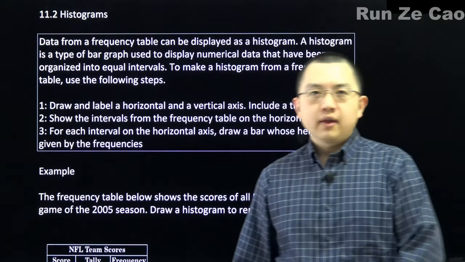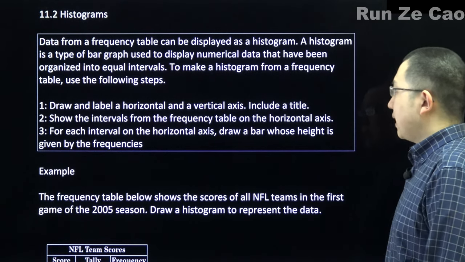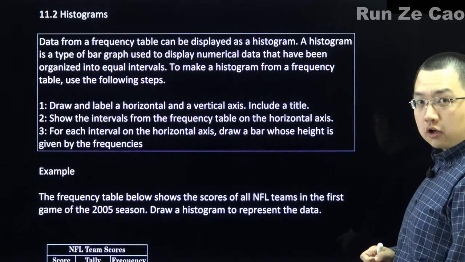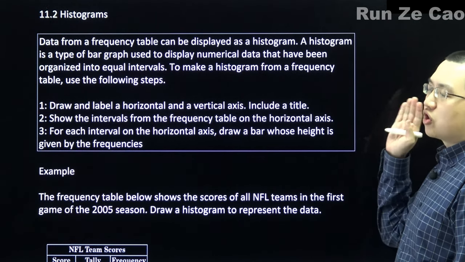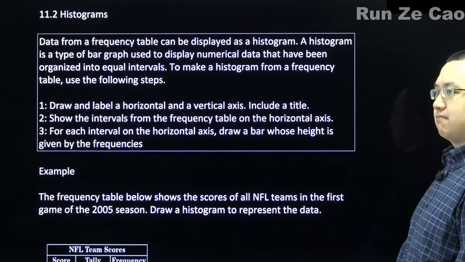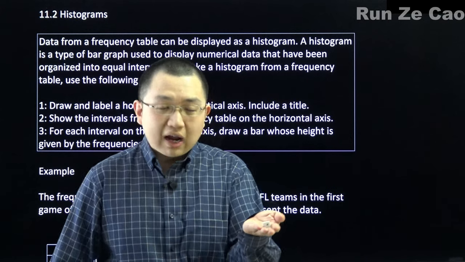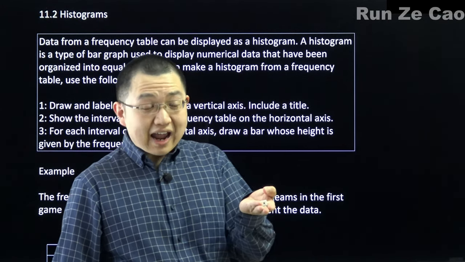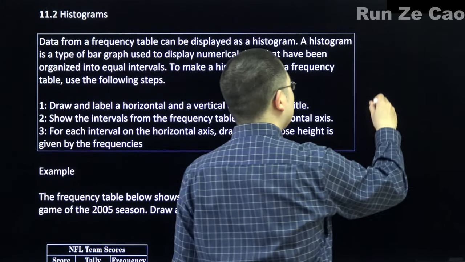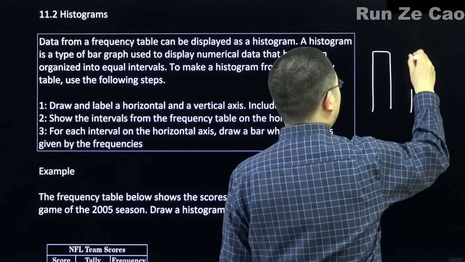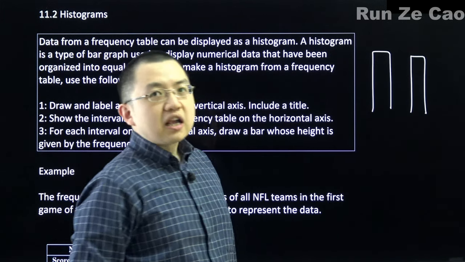So histograms. Data from a frequency table can be shown as a histogram. A histogram is a type of bar graph. It's used to show numerical data. Specifically, it's used to show continuous data. Because if you need to do a graph of the outcomes of a die roll, like 1, 2, 3, 4, 5, 6, you would have separate bars, because these rolls are not directly adjacent to each other.